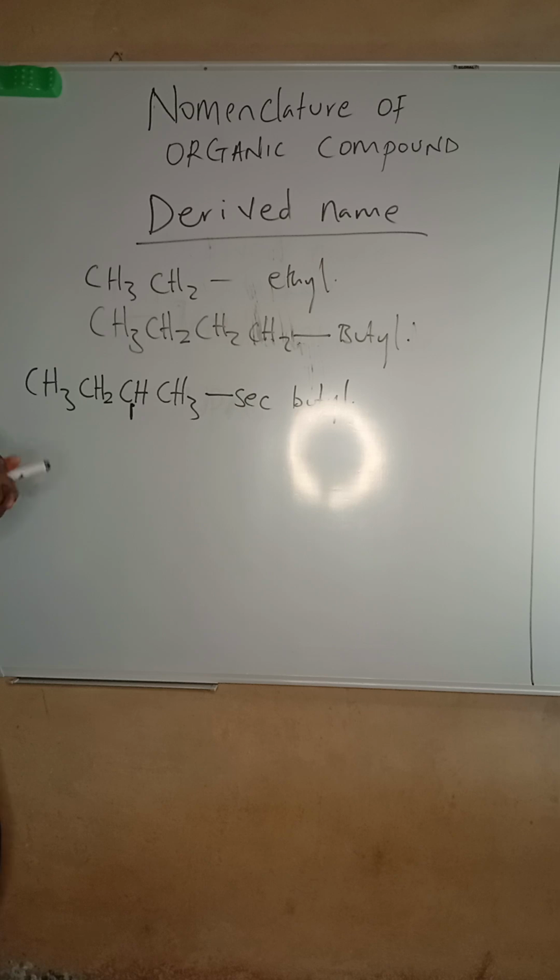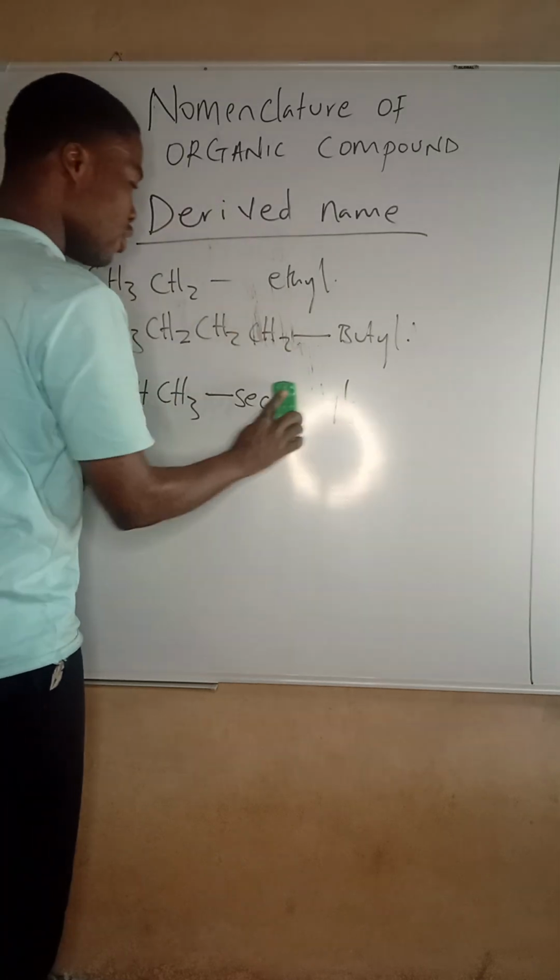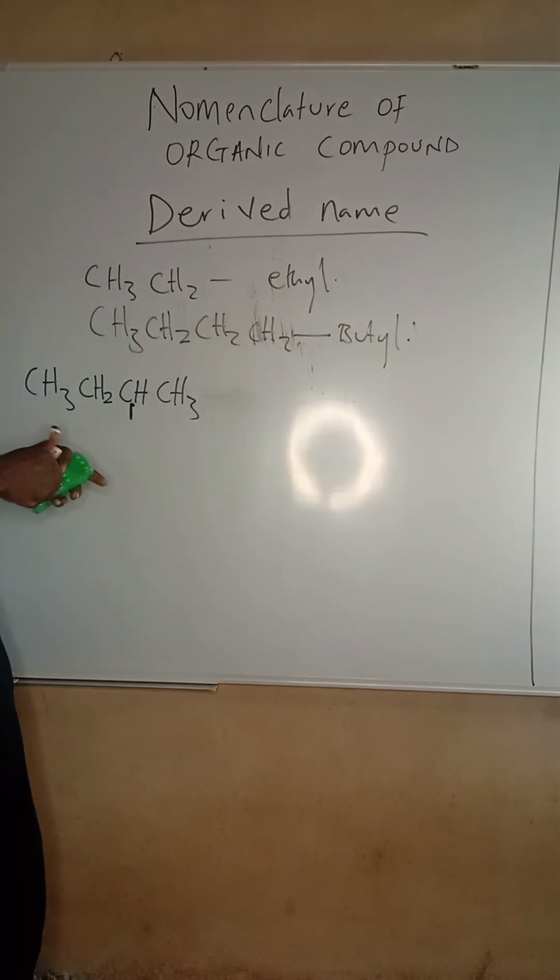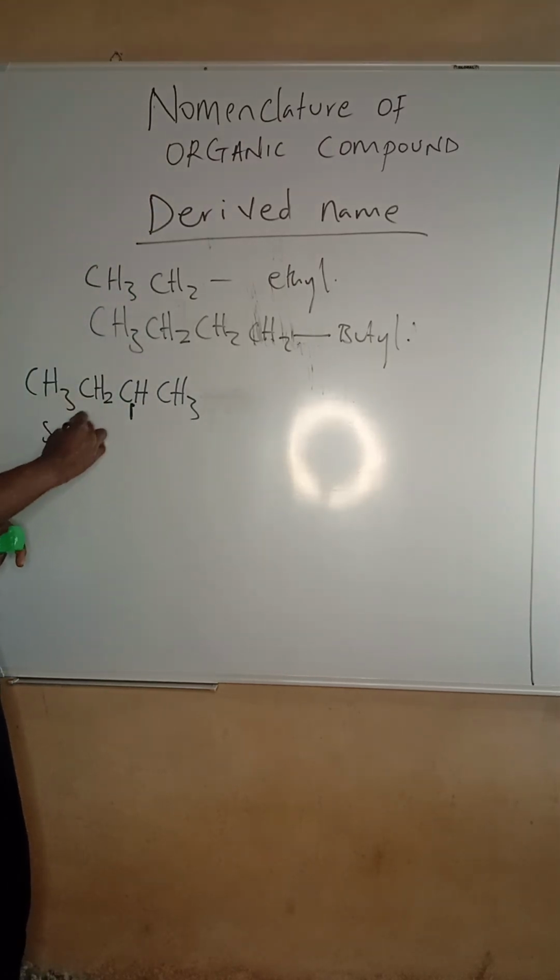Is it becoming clear? This one can be called the primary butyl, but there's no need to add primary. But this secondary is so unique, so we call it a sec butyl. A sec butyl.